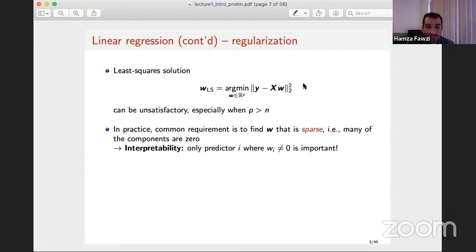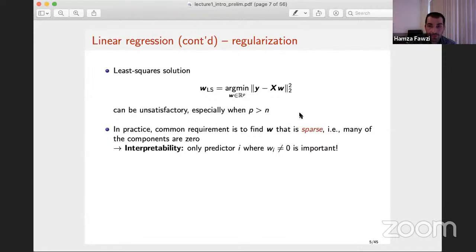This is very useful in terms of interpretability, because if w is sparse, then whenever a component i of the vector w is 0, wi equal to 0, this means that this predictor is unimportant to predict the response variable y. So if you have a vector w that is sparse, this essentially allows you to say which predictor variables are actually important and which ones are not. For example, which genes are important in predicting the response y and which genes are unimportant. This is very useful from the interpretability point of view.